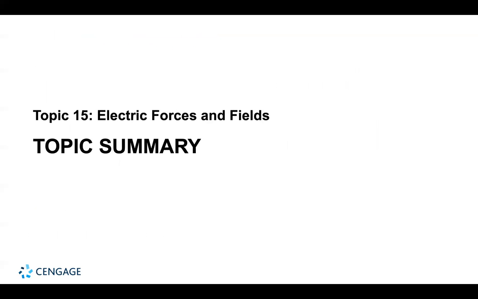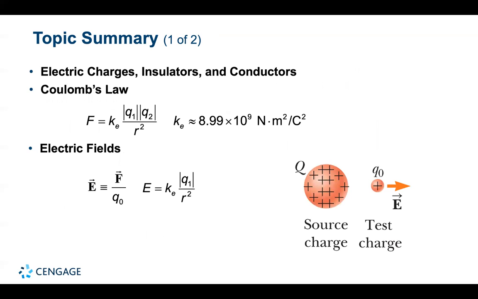Okay, I'm just going to go ahead and finish up with a couple of summary charts here. For electric charges, insulators, and conductors, electric charges have the following properties. Number one, unlike charges attract one another and like charges repel one another. Number two, electric charge is always conserved. Number three, charge comes in discrete packets that are integral multiples of the basic electric charge e equals 1.6 times 10 to the minus 9 coulombs. Number four, the force between two charged particles is proportional to the inverse square of the distance between them.